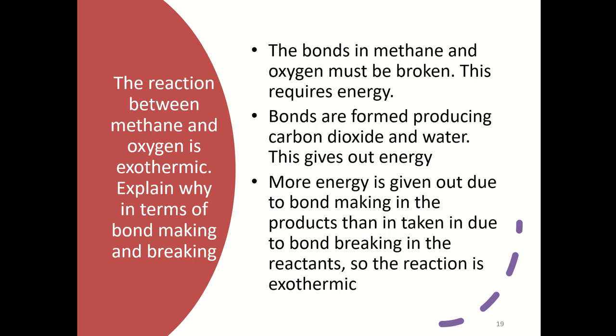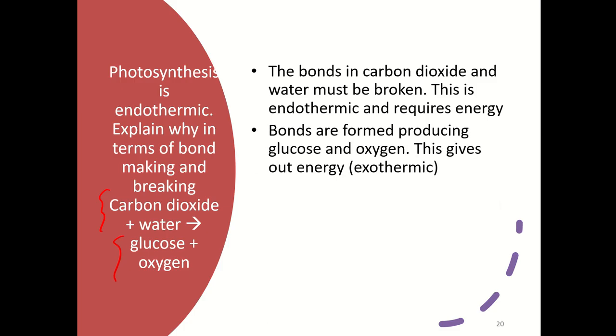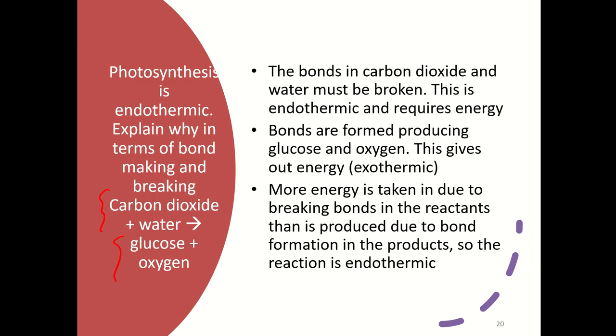Dead simple. If we had an endothermic reaction, we would go through exactly the same process. Our endothermic reaction here is photosynthesis, where carbon dioxide and water combine to give us glucose and oxygen. And we would say the bonds in carbon dioxide and water have to be broken. That's an endothermic part of the process. Bonds in glucose and oxygen, the products, are made. That's an exothermic process. This overall reaction is endothermic, so we make a comment that more energy is taken in breaking the bonds in the reactants than is produced when the bonds are made, or bond formation, in the products. So overall, that reaction is endothermic.